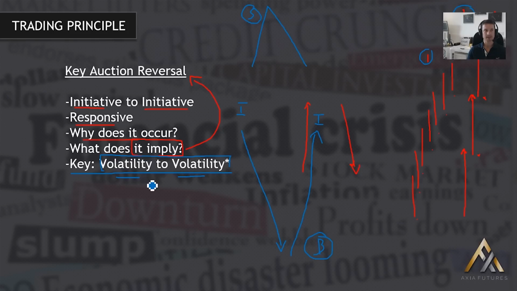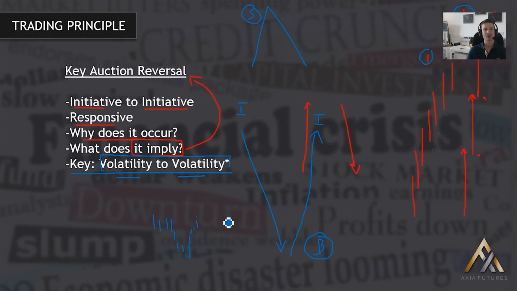Now the real key, listen carefully, is you have to have volatility met by volatility. It's called vola a la vola. You need volatility to be met by volatility. So what you don't want to see is a slow grind, a lot of overlap, small candles, and then small candles in the reversal. That's not volatility.